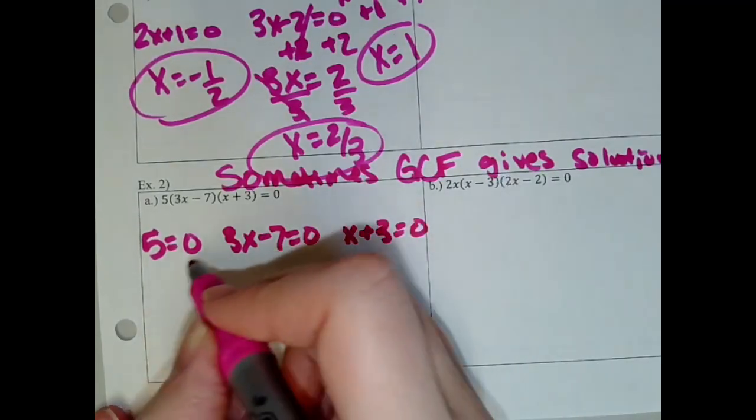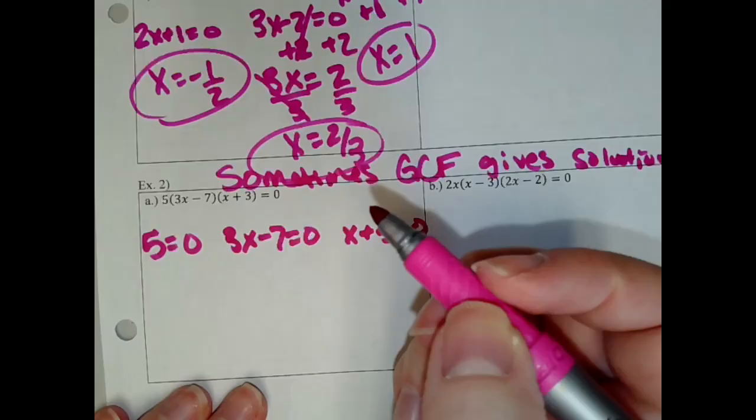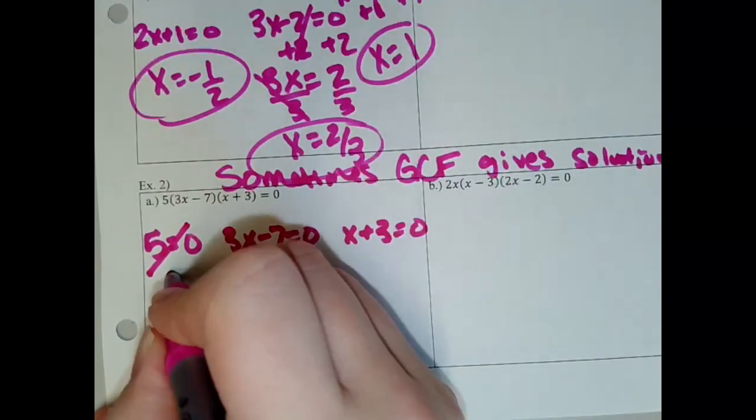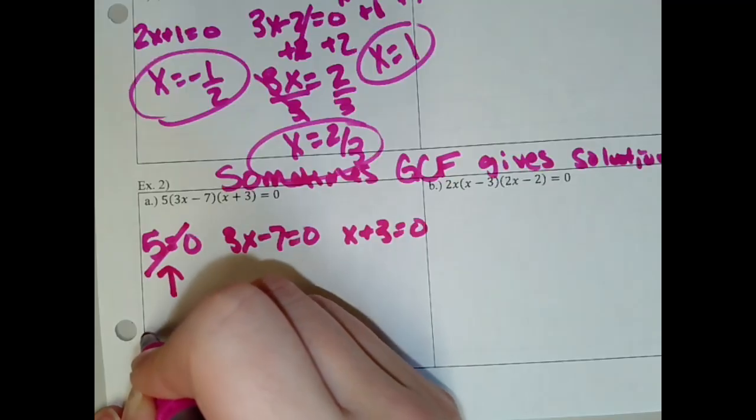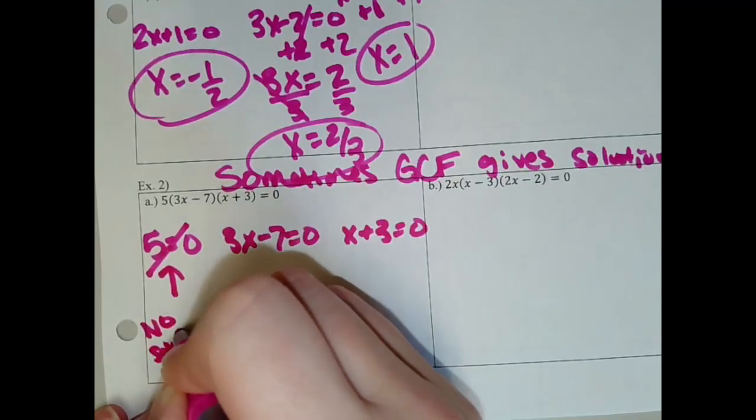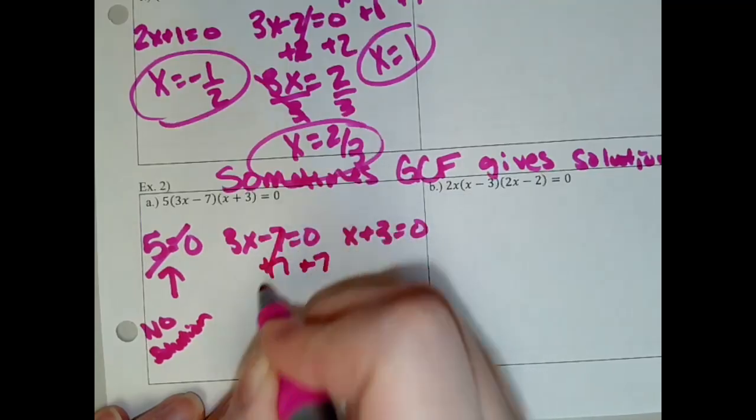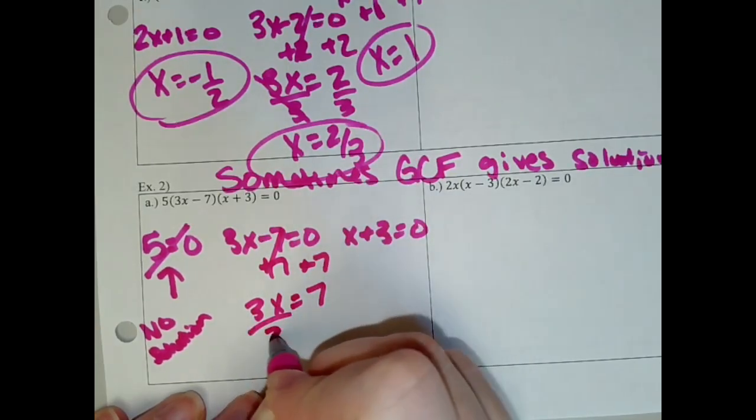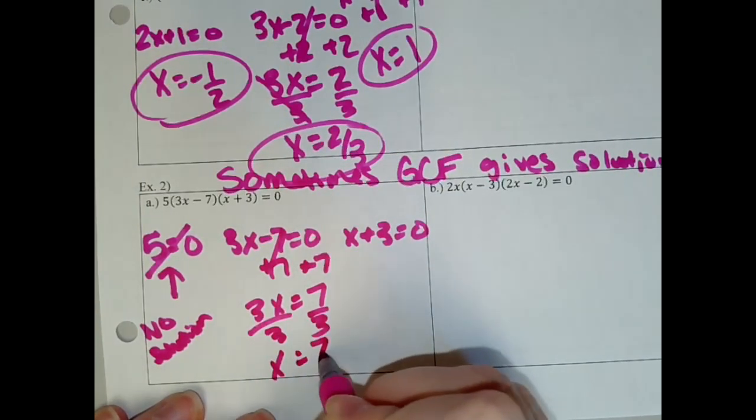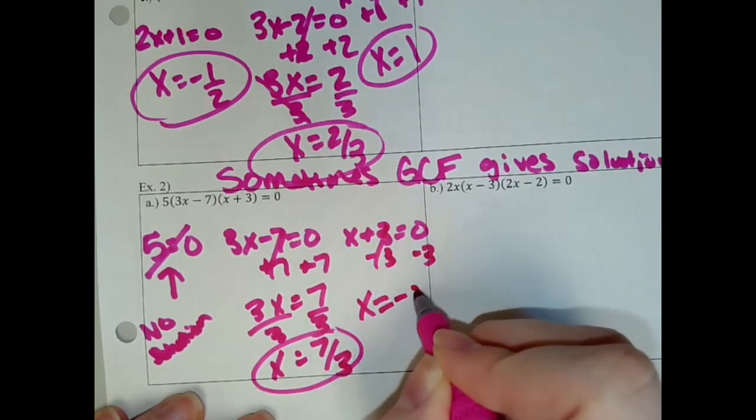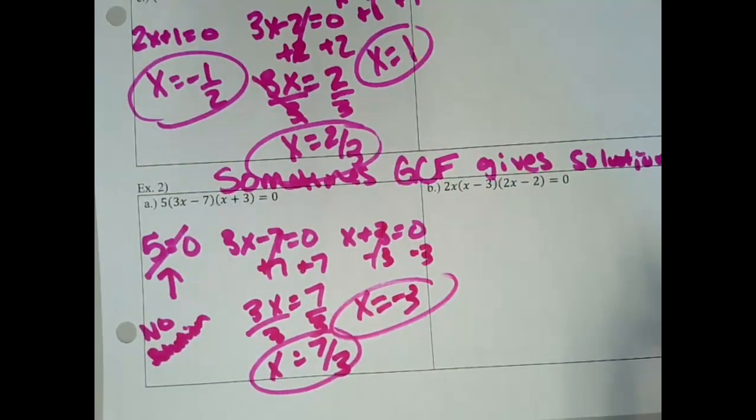If you set 5 equal to 0, there's no variable for you to solve for. There's no x. That's just a false statement. So that one is not going to give you a solution. So no solution from that part. But I can solve for x over here and see that I get x equals 7/3. Or over here, I can subtract 3 from each side and see that I get x equals -3.